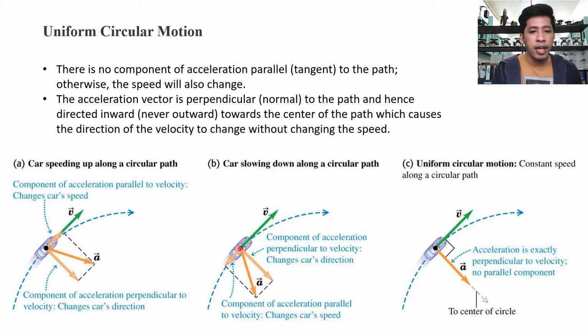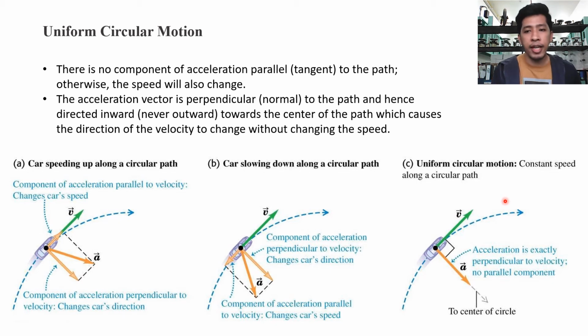For figure B, the car is slowing down along a circular path. So in here, if you look at the acceleration, your acceleration has a component perpendicular to the path, and it also has a component which is parallel to the path but goes in the opposite direction of the velocity. So here, this is again not a uniform circular motion since we have a component of the acceleration which is parallel to the path, and for this case here, the velocity vector and the acceleration vector, which is tangent to the path, go in different directions. They are anti-parallel. So for this case, the car is slowing down to a stop.